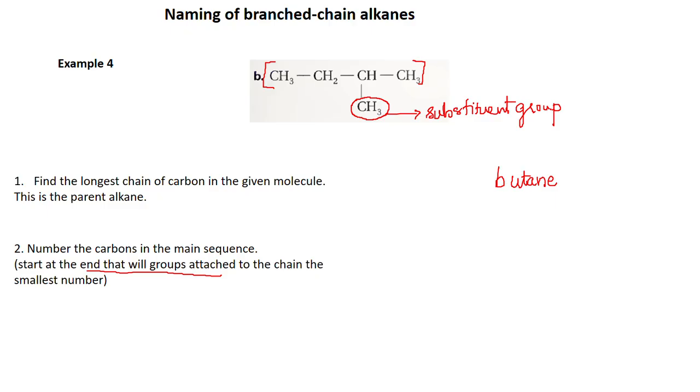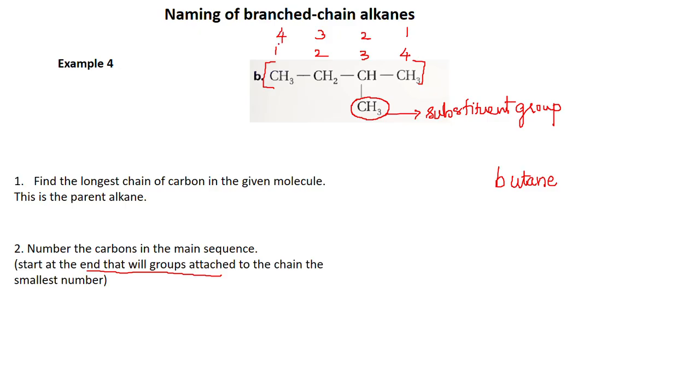Okay. So now the numbering has to be done such that this substituent group is attached to a carbon which has the smallest number. For example, you can number from left to right: first carbon, second, third and fourth. This is one way of numbering. In the second way, you start from the right end, so this is carbon 1, carbon 2, carbon 3 and carbon 4.